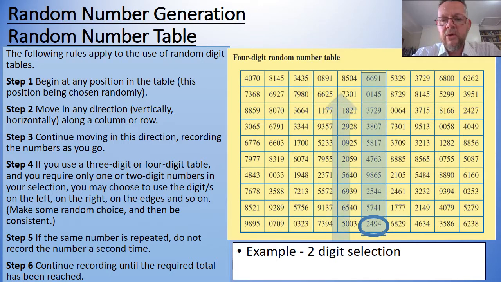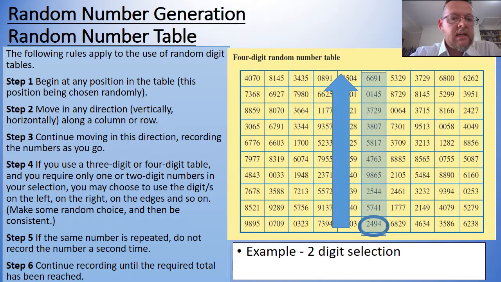So in this case, I'm going to go up. And I'm going to go along that column or row, moving in that direction, recording the numbers as we go. If I've got a 3 or 4 digit table and I only need 2 digits in the selection, I'm going to use either the left or the right or the middle and make the choice, but be consistent with that choice. Now, if the same number is repeated, don't use that number a second time. And I'm going to continue recording until the total number has been reached.